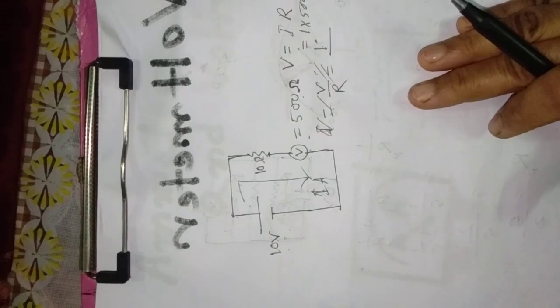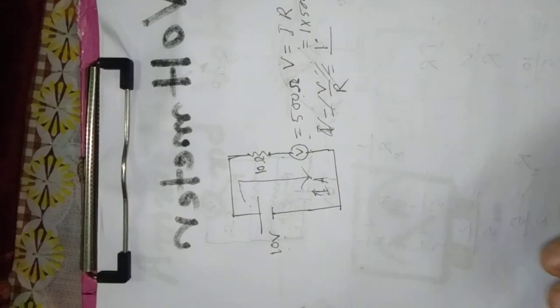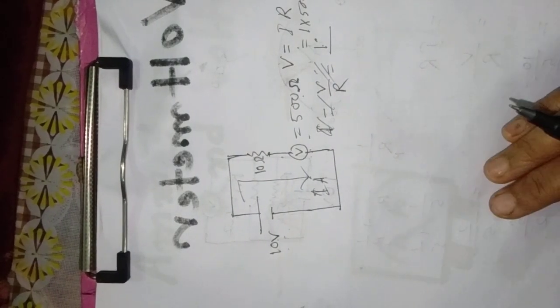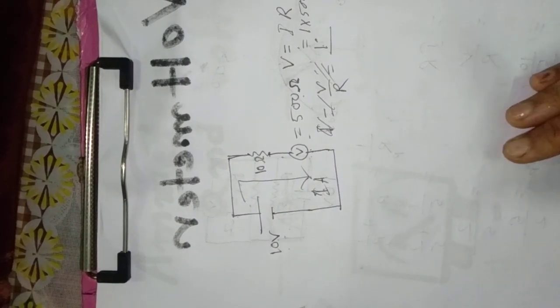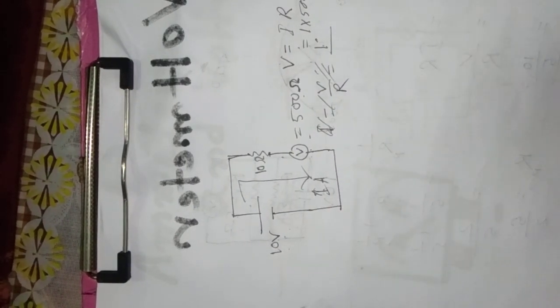So this is all about voltmeter and ammeter. I think you understand it. So again I want to summarize it. Ammeter is connected in series connection, voltmeter is connected in parallel connection. In ammeter, the current is measured in the unit of ampere, and in voltmeter, the voltage is measured in the unit of volt.